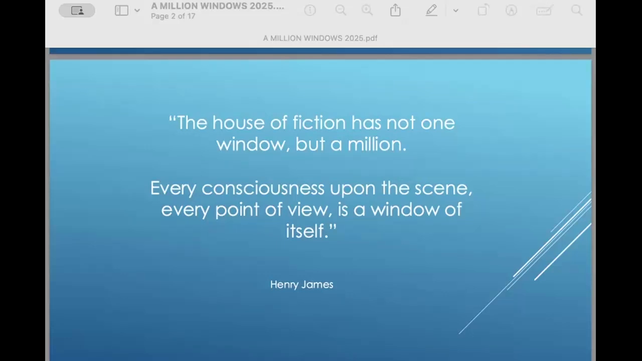Yes, but it's that kind of beginning where we started to look at what viewpoint could do to the story. How could we open a window into different lives and different characters? So we'll go to the next slide.